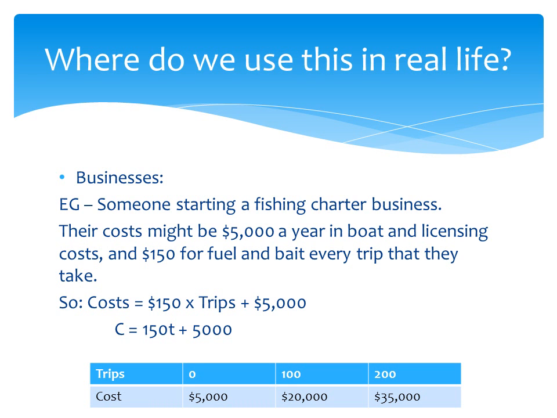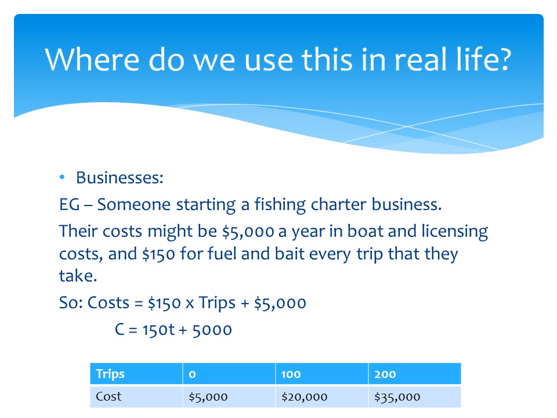So a good question to start with is, where would we use any of this in real life? To give you a bit of an overview, let's consider a business where we can put together an example of a rule, an equation, and a graph. So think about someone starting a fishing charter business here in Bowen. The costs of the business might be $5,000 a year in boat and licensing costs and $150 in fuel and bait every trip that they take.